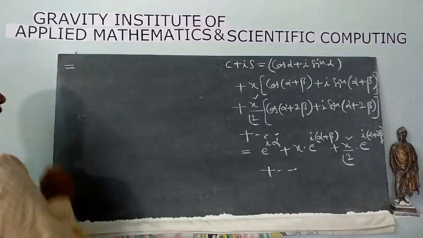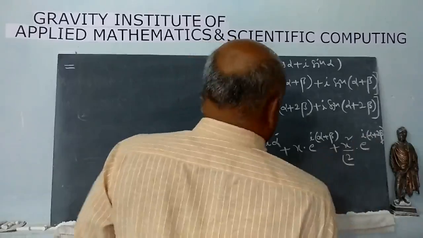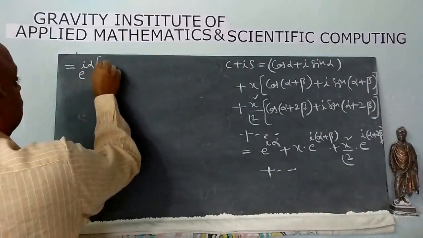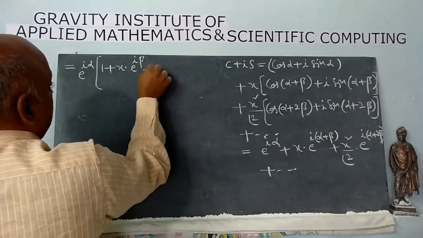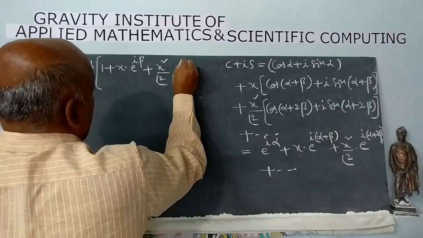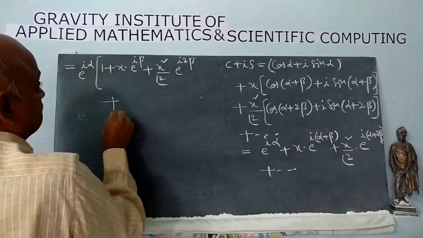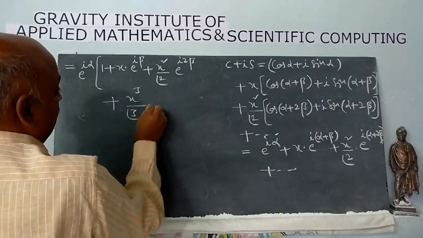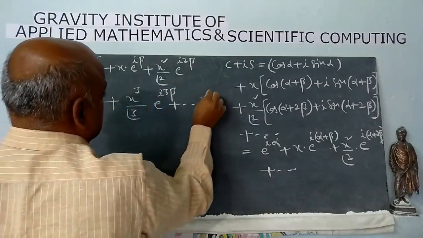In this series, e to the power of i alpha is common. So 1 plus x into e to the power of i beta plus x square by 2 factorial e to the power of i 2 beta plus x cube by 3 factorial e to the power of i 3 beta plus dash dash.